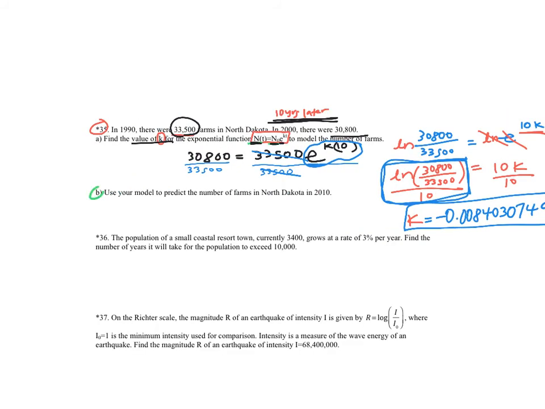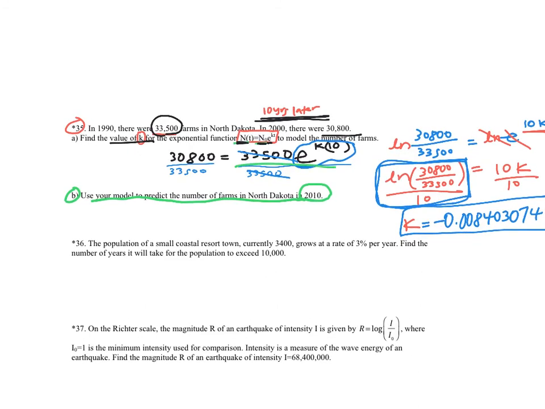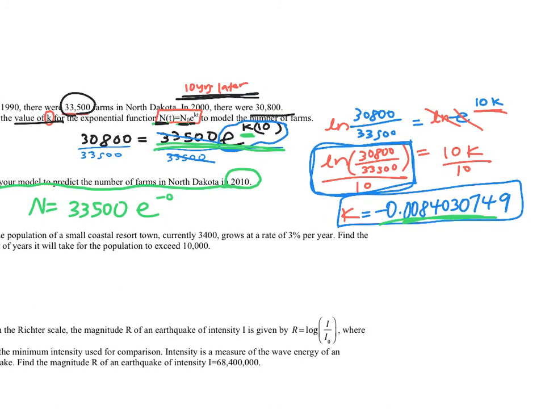Okay, looking at B, it says use your model to predict the number of farms in North Dakota in 2010. So to look at the following, right, we had this model here. We know that the final amount we're going to have is, we started with 33,500, and we know that the k value is that whole thing. Okay, so I'm going to plug that in.